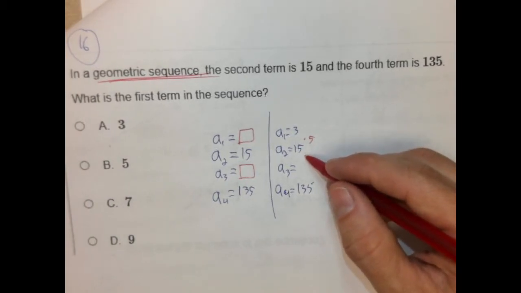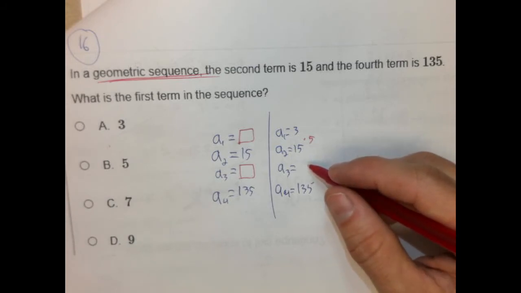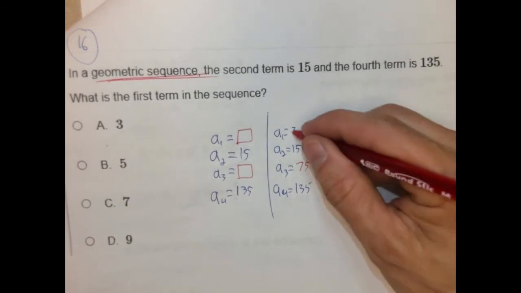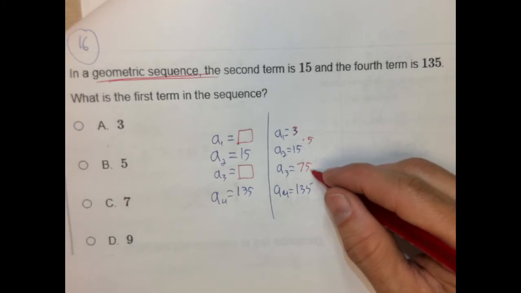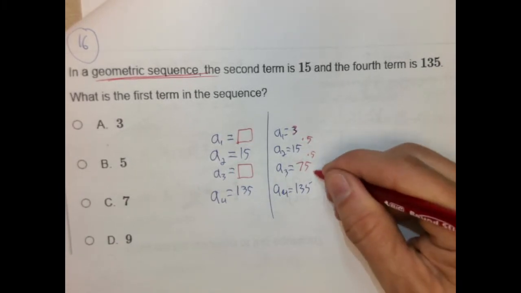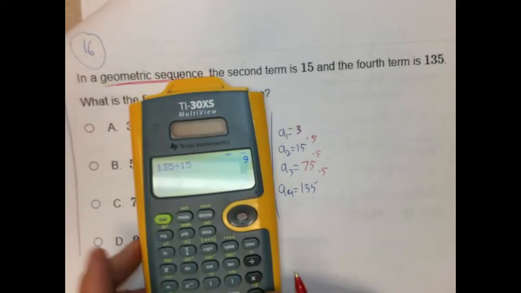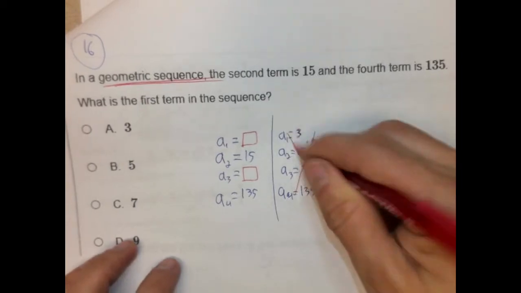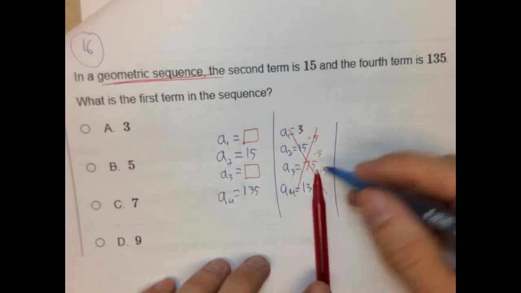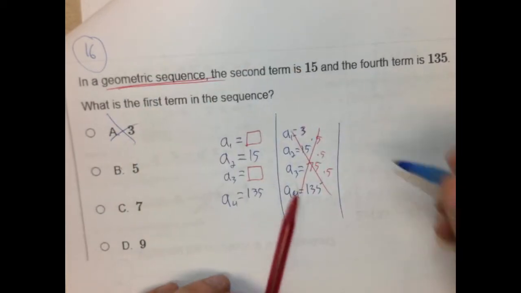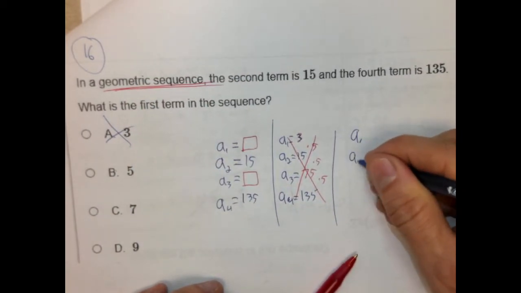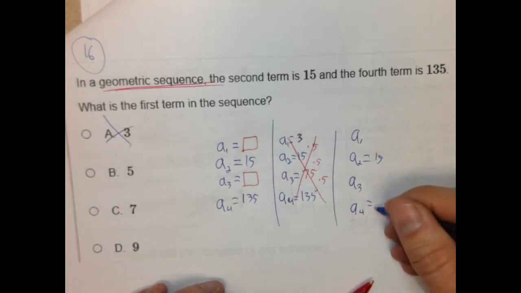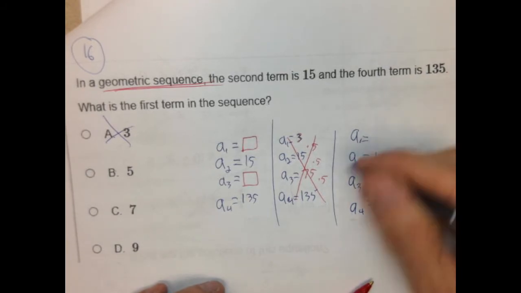Okay, so let's multiply 15 by 5. 15 times 5 is going to be 75. And if I multiply 75 by 5, I'm not going to get 135. 75 times 5 is 375. So 3 is out. Let's try 7. So a sub 1, a sub 2, a sub 3, a sub 4. We know this is 15, we know this is 135. Okay, let's try 7.